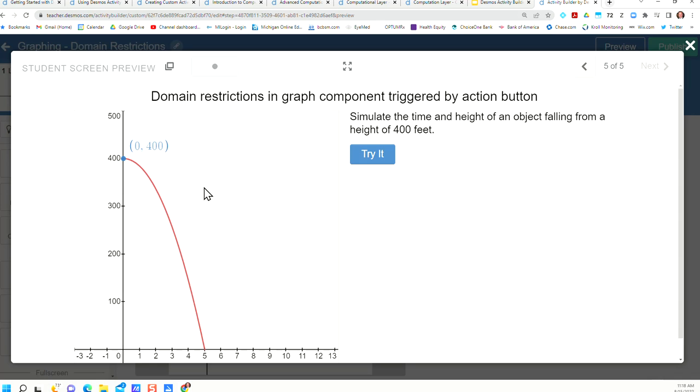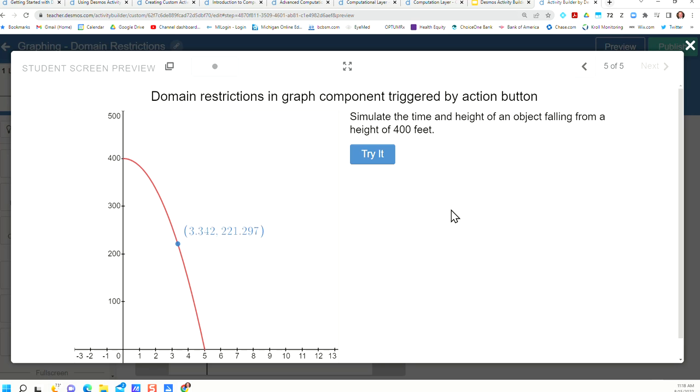So what they see is a part of a parabola. This is a parabola opening down, and they only see the right-hand part, and this can be used to simulate the height of an object falling from a certain initial height, in this case 400 feet. And also here is an action button. And this action button is tied into the graph in a way that when the button is pressed, this point will start following along the path of this parabola. So let's take a look at it.